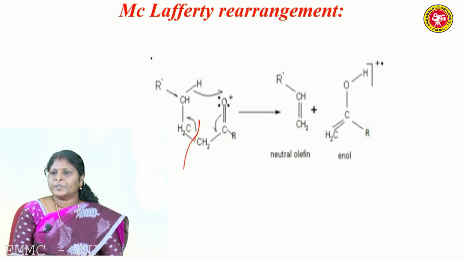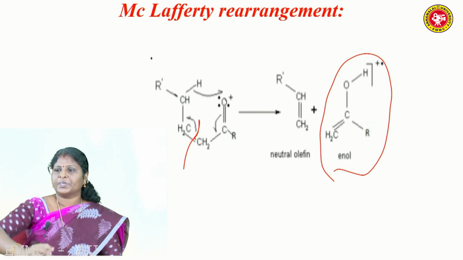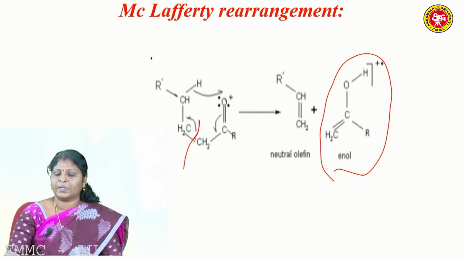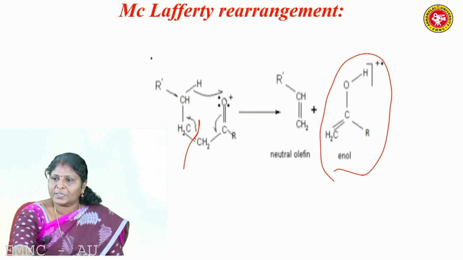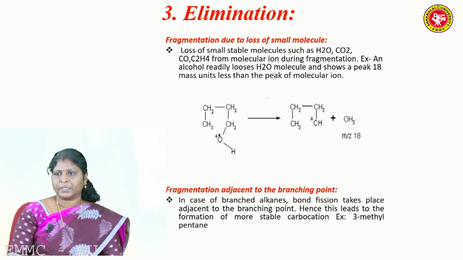The McLafferty rearrangement proceeds through a hypothetical six-member transition state, then it expels one neutral species, a neutral olefinic moiety. The remaining fragment is called the McLafferty rearranged ion. Actually, in this case, the product which is obtained is an enol. This will undergo tautomerization to give the corresponding ketone or aldehyde. From this you can work out what the starting material is.